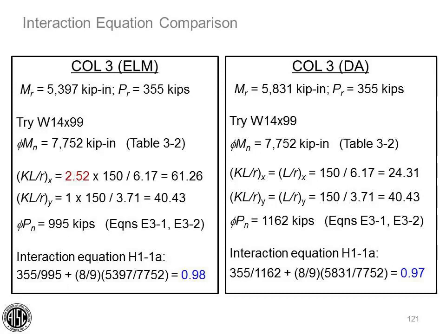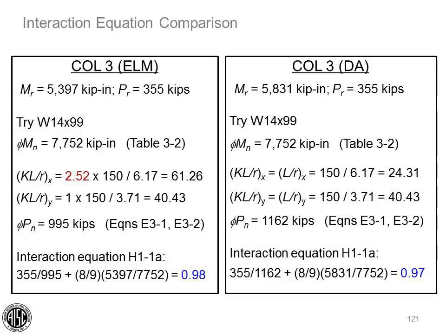The required moment is 5,831 kip inches, which is higher than the 5,397 kip inch moment we had for the effective length method. The axial demand is 355 kips, which is the same as it was for the effective length method. We'll try the W14x99 column again from our analysis with the moment capacity of phi(Mn) equals 7,752 kip inches, the same as before. Again, this is using the nominal section property for that calculation.